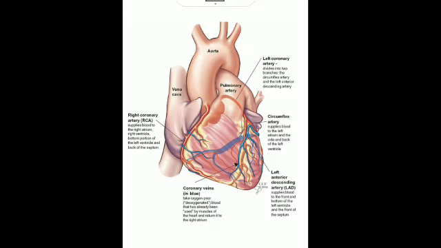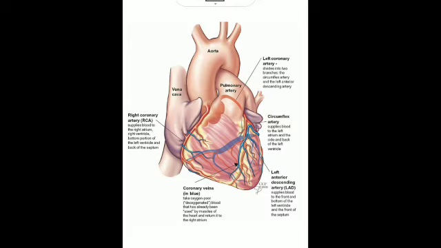So this is the blood vessel which supplies oxygenated blood to the entire heart muscles. Even the heart is an organ which receives oxygenated blood for its own functioning as well, apart from supplying oxygenated blood to all the cells of the body or to all the parts of the body.